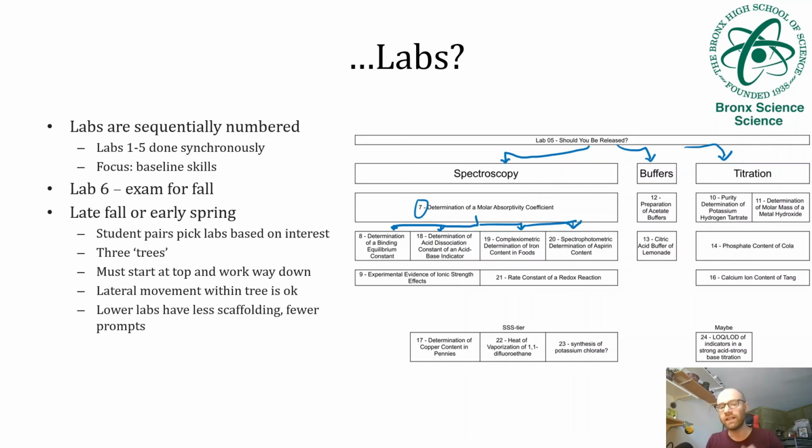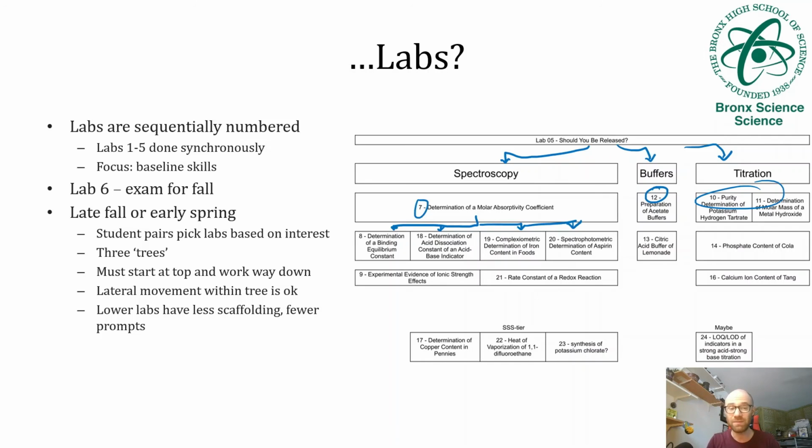You can go, all right, lab A is 7, lab B is 8, and then lab C you can do 18. If you're really interested in spectroscopy but you don't want to move on to the next level, that's a choice you can make. Alternatively, you complete lab 7, you say, I don't really want to do this. Let's work on buffers instead. Well, then you have to start at lab 12. Or if you were looking at titration, you can pick either 10 or 11 to start. So the idea is you kind of work your way down, and you can either get a surface level understanding of all 3 topics, or you can go really into a deep dive.